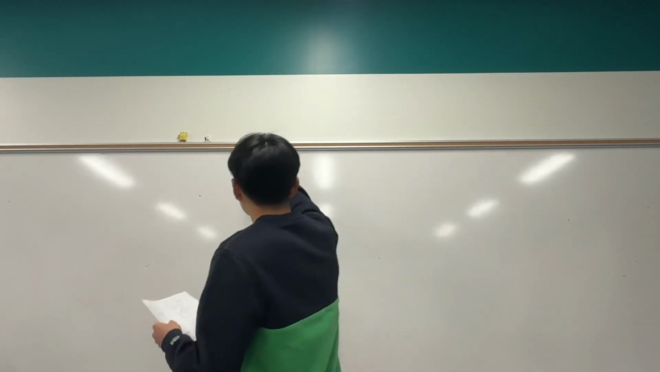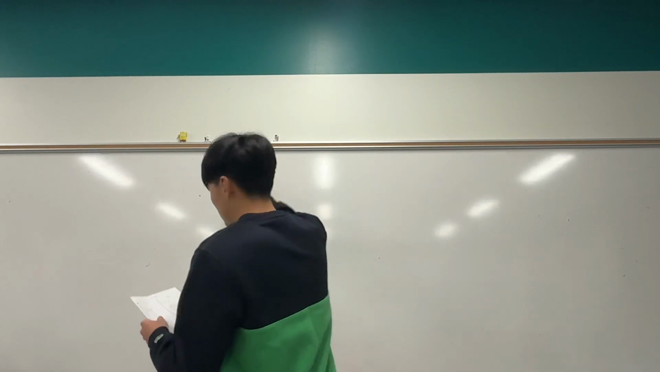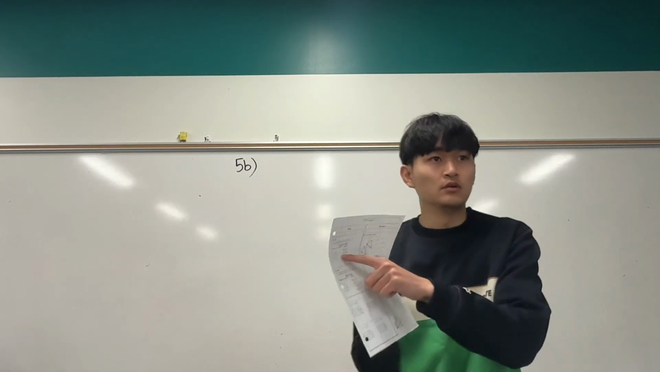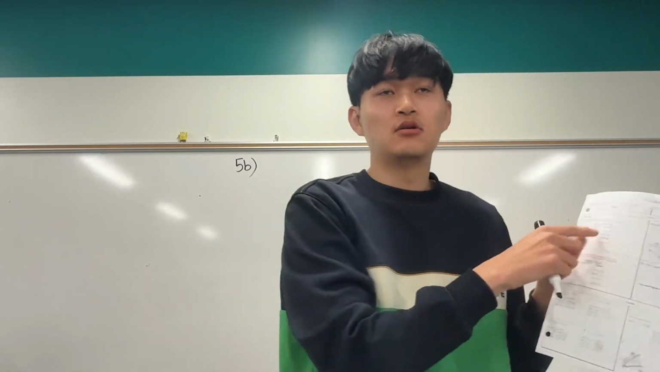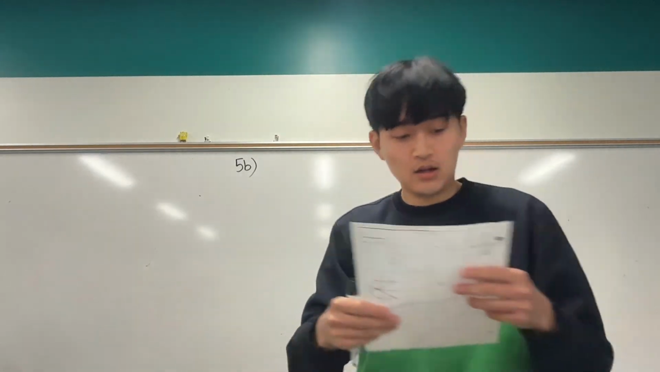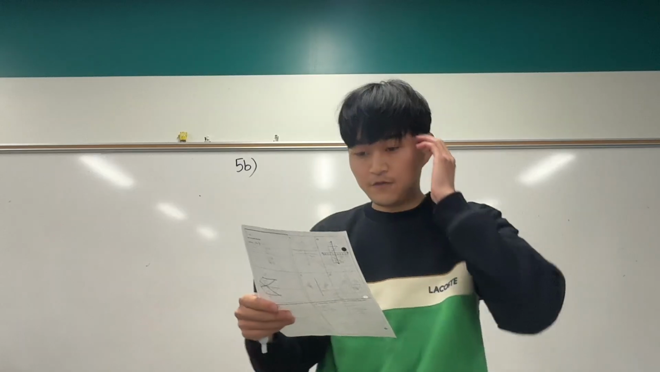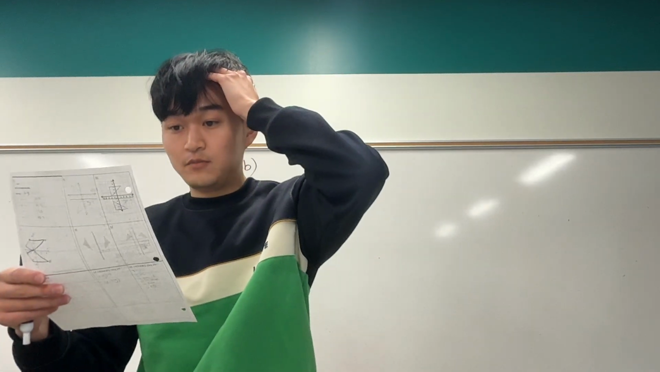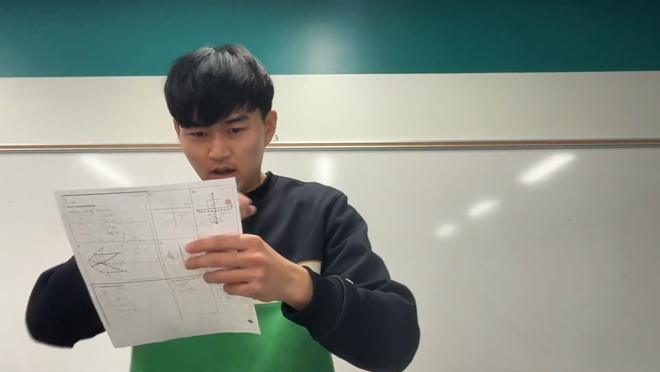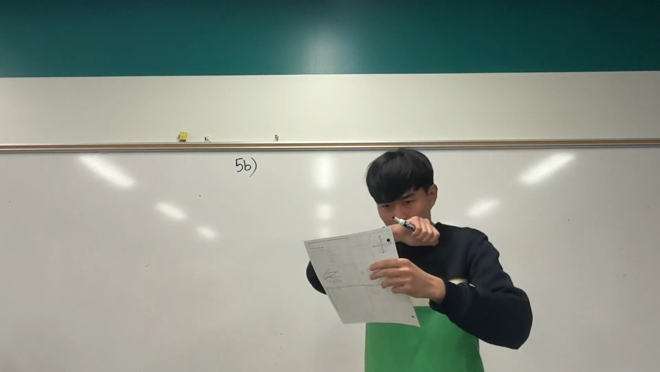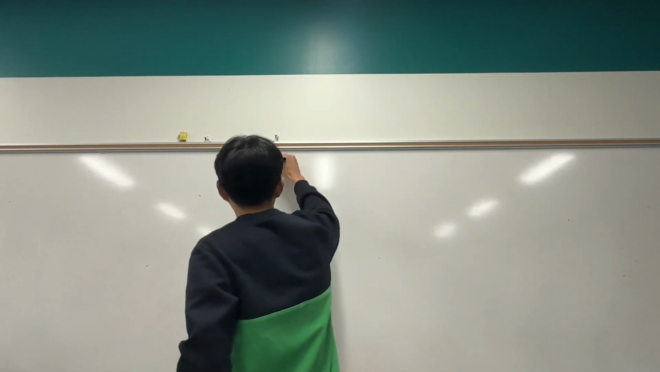So 5b, okay, which is the first one, okay? I don't know why that's called 5b. That threw me off, okay? Without drawing a sketch, figure out what the coordinates of each point would be under the reflection. Okay. Reflection.